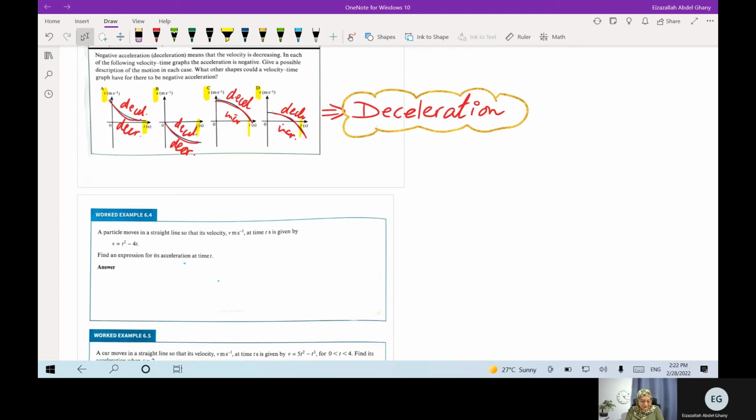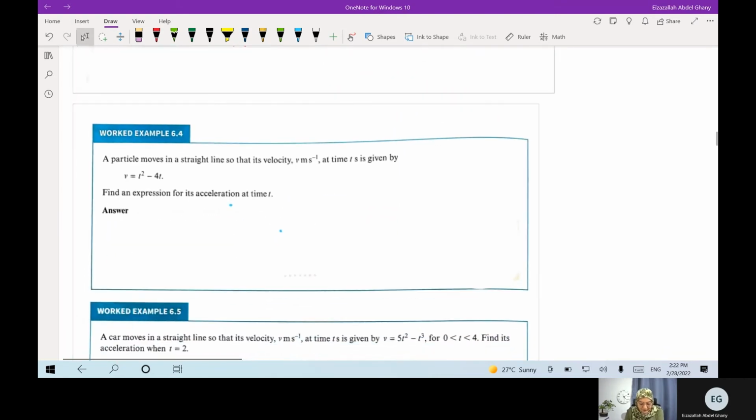Don't look. A particle moves in a straight line so that its velocity, v in meter per second at time t, is given by v equals t squared minus 4t. Find an expression for the acceleration. As we said before, acceleration is the first derivative of velocity with respect to time. So power goes down, decreases by 1, and the t here evaporates, so it will be 2t minus 4. Remember to put it in brackets and write the units of measuring, which is meter per second squared.